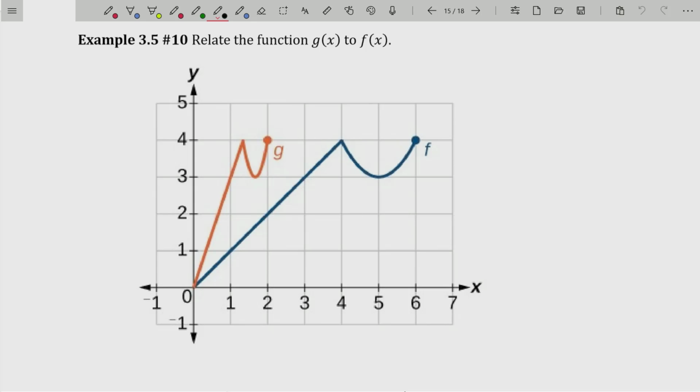Now the last example here is really just to make sure that you can work with graphs if you have to. So the functions f and g are related to each other. And it says relate the function g to f.